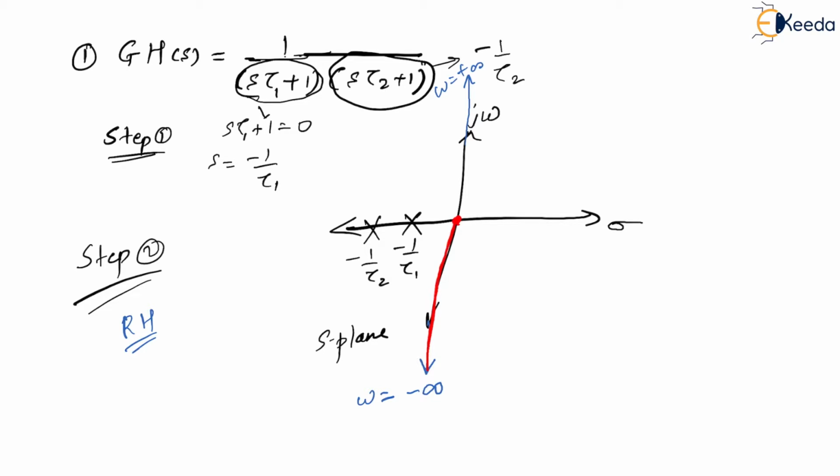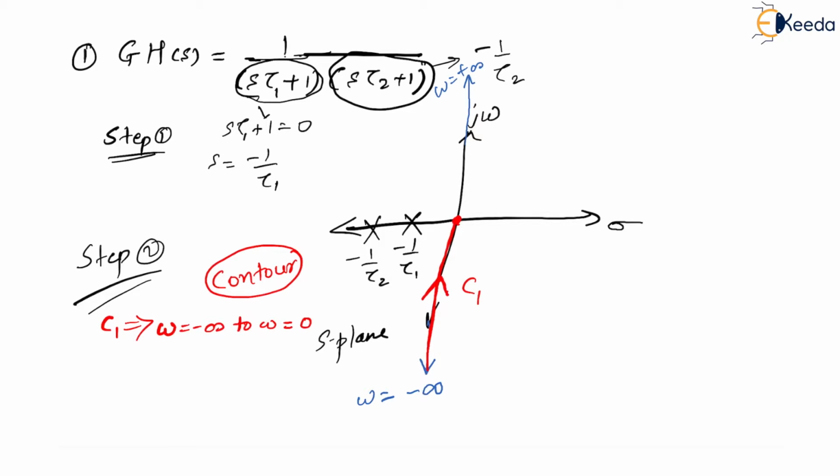So when I move from here to here, let me call this particular area contour C1. If I represent C1, then you understand that C1 is from omega equal to minus infinity to omega equal to 0. Is that correct? Yes, this is your C1 contour.